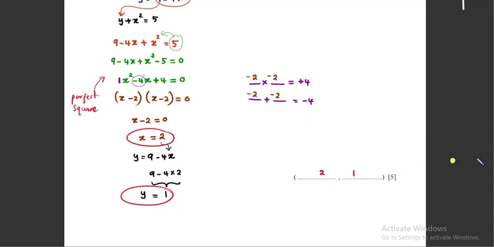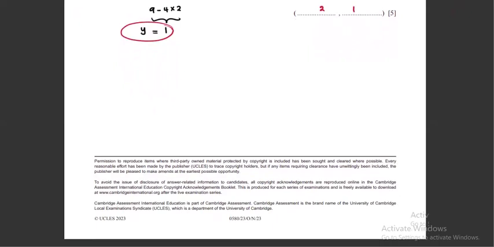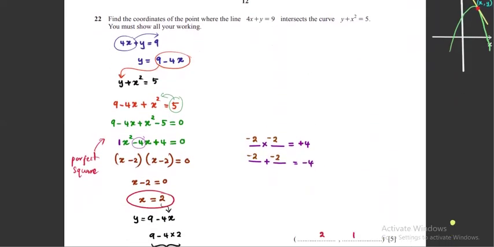With that, we are done with this question. And yeah, this is the last question, which is question 22.